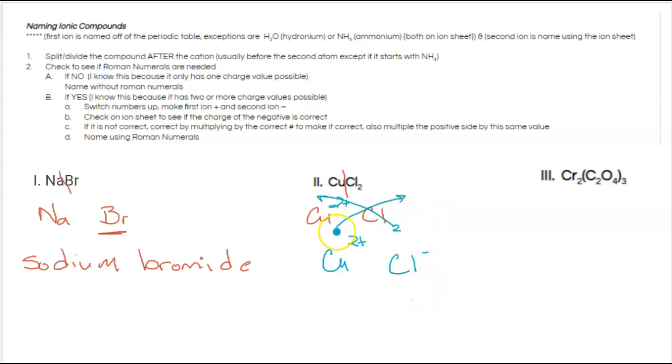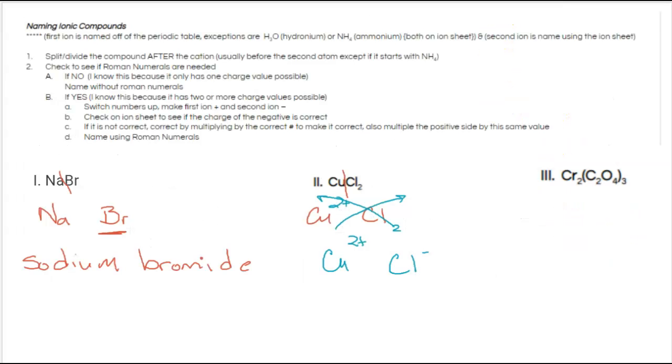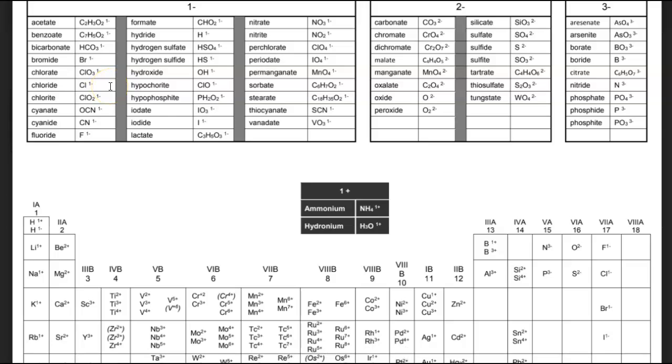-1. So what I want to do is double check that this charge value is correctly written. So I switch my numbers up. That's this letter A. Then I check to see if my negative ion is correct, because the negative ions never have more than one charge. All of your negative ions only have one option, so they never change. So I'm going to check my sheet for chloride to see if it's really a -1. When I find chloride on my sheet right here, chloride is really -1.